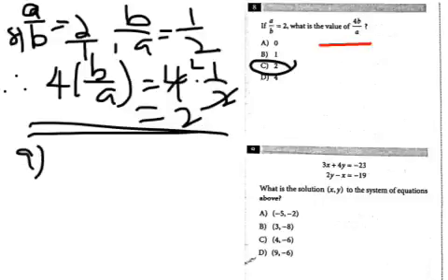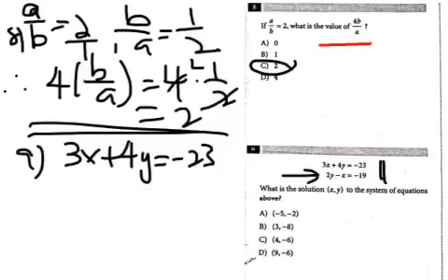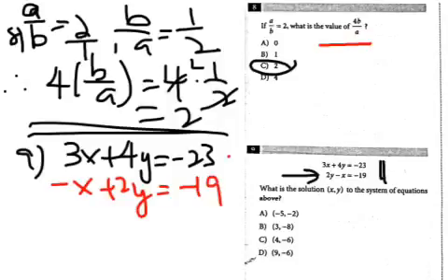This is question 9. So we are looking for the xy solution to the system of equations, which we are going to do by simultaneous equations. Let's put it this way: 3x plus 4y equals negative 23. Rearrange this one, then you put the x in front: negative x plus 2y equals negative 19. So I have the first equation and the second equation. Now, because we are looking for the coordinates, the solution, we can simply do elimination in this case instead of substitution.